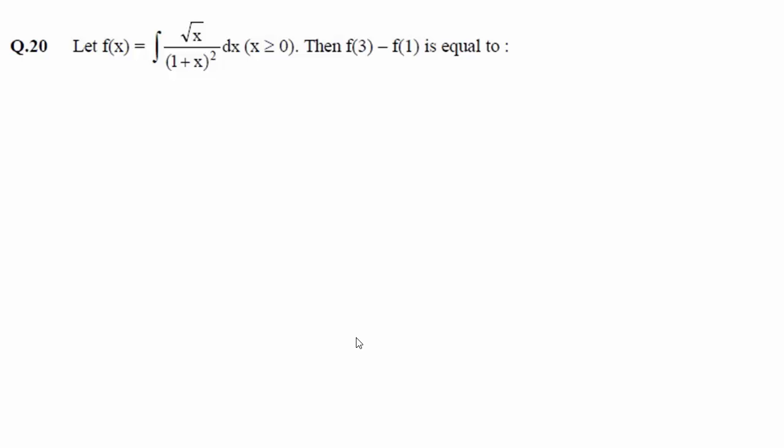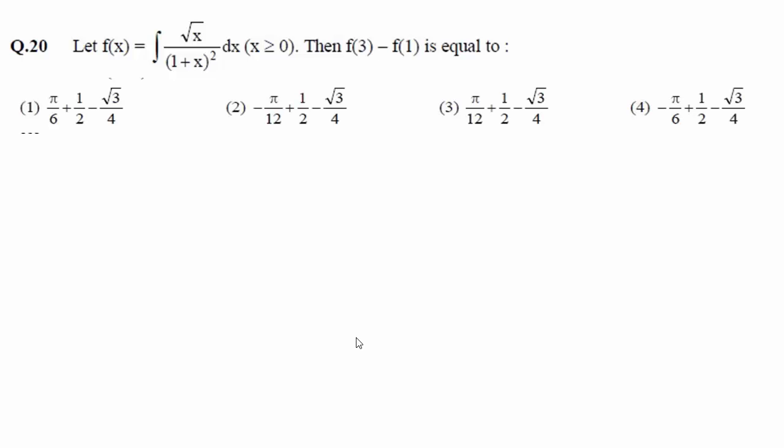Let f(x) equal to integration of root x divided by 1 plus x square dx, x greater than or equal to 0. Then f of 3 minus f of 1 is equal to, options are 5 by 6 plus 1 by 2 minus root 3 by 4, minus 5 by 12 plus 1 by 2 minus root 3 by 4, 5 by 12 plus 1 by 2 minus root 3 by 4, minus 5 by 6 plus 1 by 2 minus root 3 by 4.